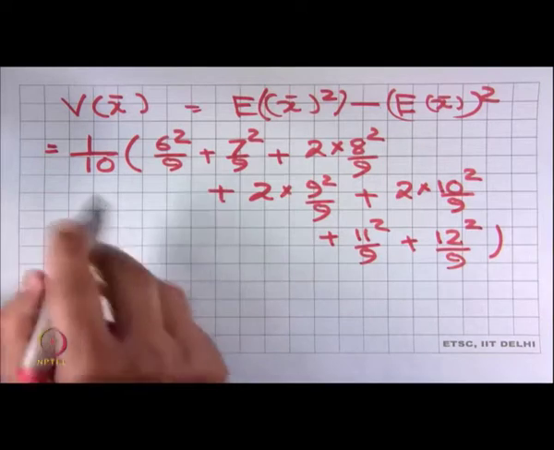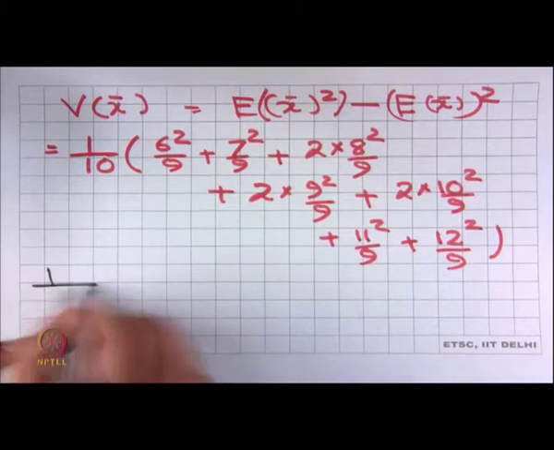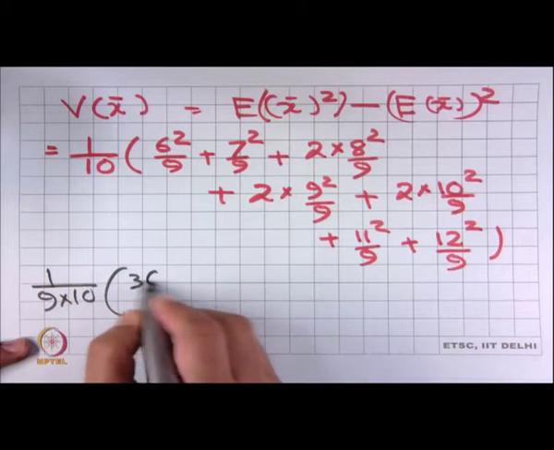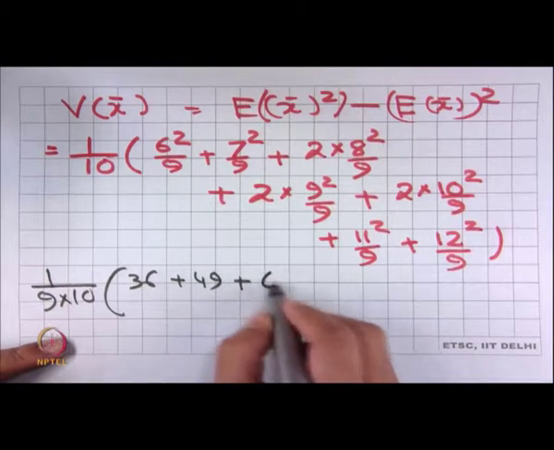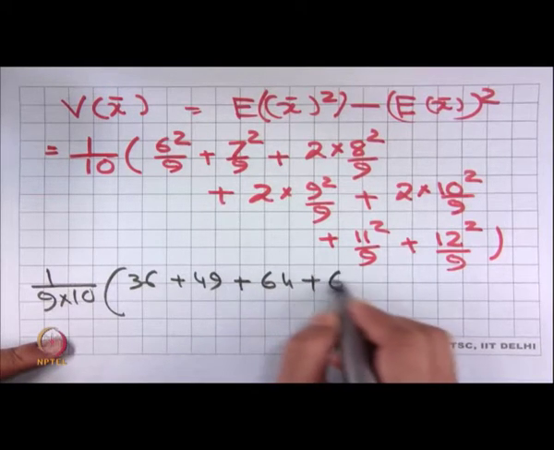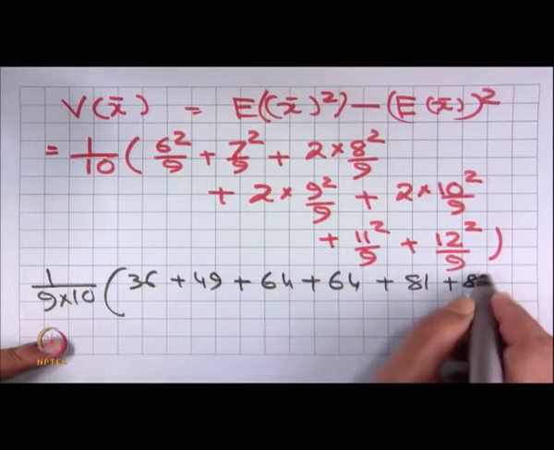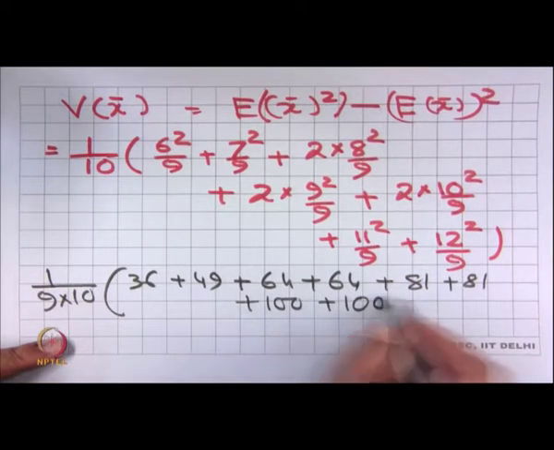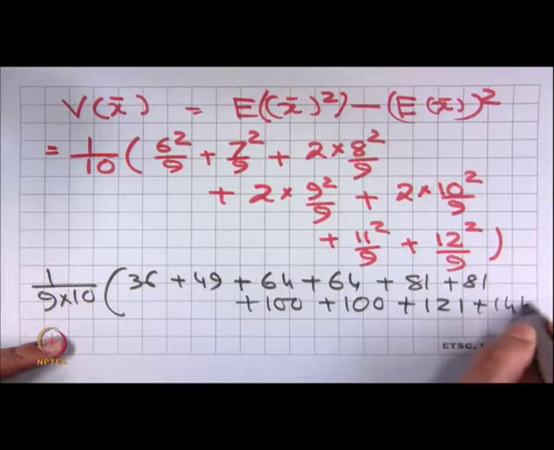Right. This is equal to, we can now calculate easily, 1 upon 9 into 10, 6 square is equal to 36 plus 49 plus 64 plus 64 because it is twice, plus 81 plus 81 plus 100 plus 100 plus 121 plus 144.